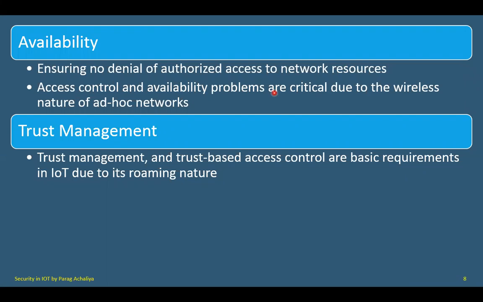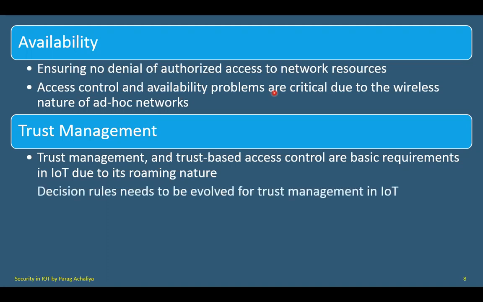Trust management will mainly deal with your trust center, and it will be based on trust-based access control. There are some decision rules that need to be evolved for trust management in IoT. Some predefined rules must be framed and implemented for all types of IoT applications: which devices must be trusted, which network must be trusted, who is your trusted author or trusted user, that needs to be identified. And all the process of this trusting activity will be done in trust management.